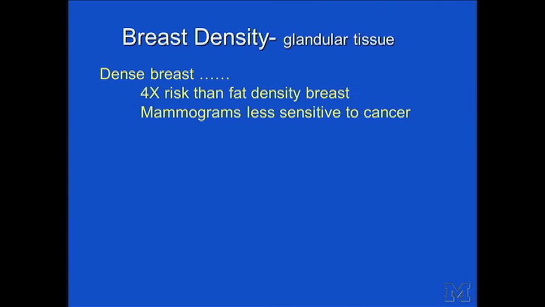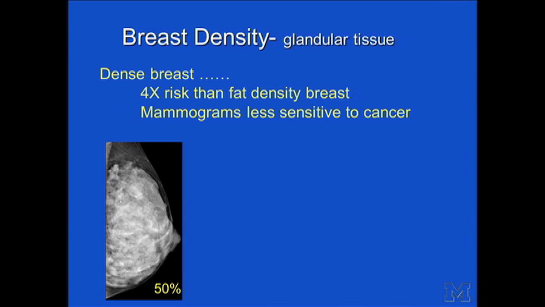So as I told you, breast density is caused by glandular tissue, and if you have a dense breast, you have about 4 times greater risk of having breast cancer than a woman who has what we call a low density or fat density breast. A breast that is all fat has very little glandular tissue, and less glandular tissue to form breast cancer. Also, as I showed you, the mammogram is less sensitive to finding cancer when you have a dense breast.